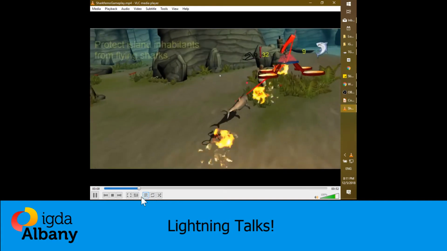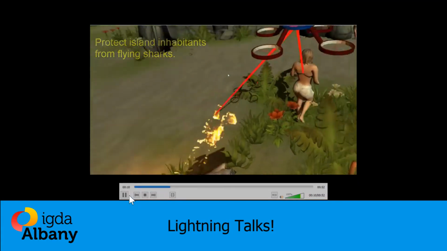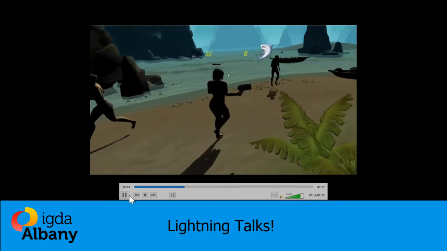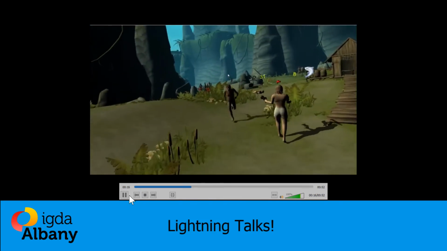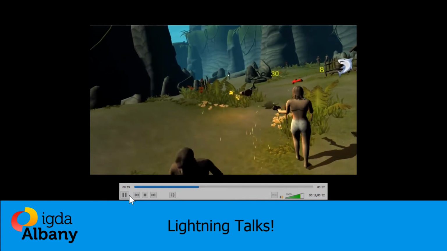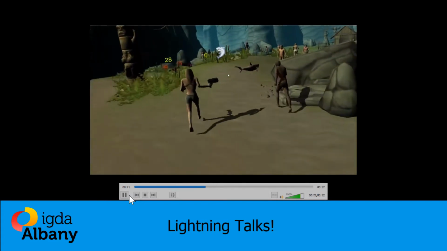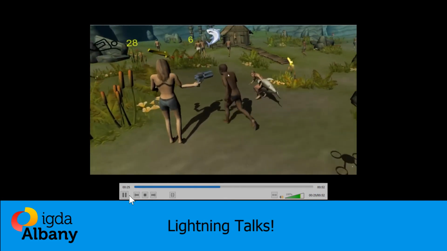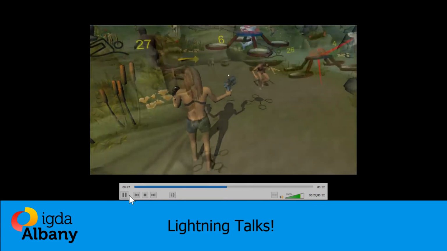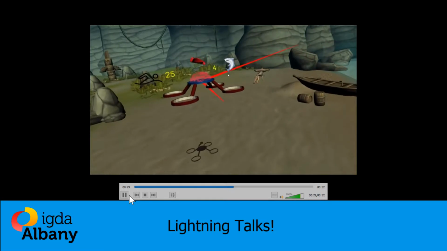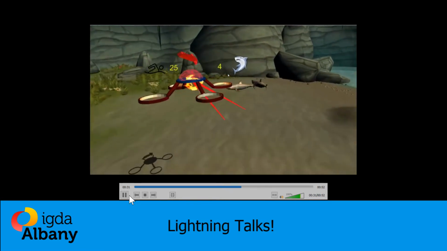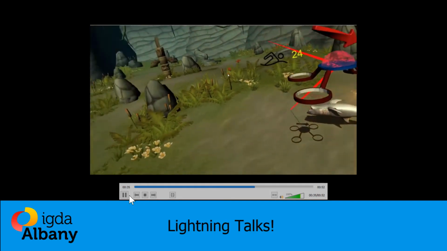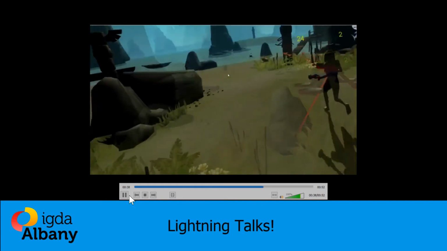So the idea is that you can play as a drone. You have to shoot the sharks, and the thing I thought was really interesting is that you can transfer your consciousness between the drones and any people. So you can jump back and forth. You can play as a person, push a button, play as the drone, choose any person in the scene, push a button, and play as that person. So it could just run, but I'll just keep talking.